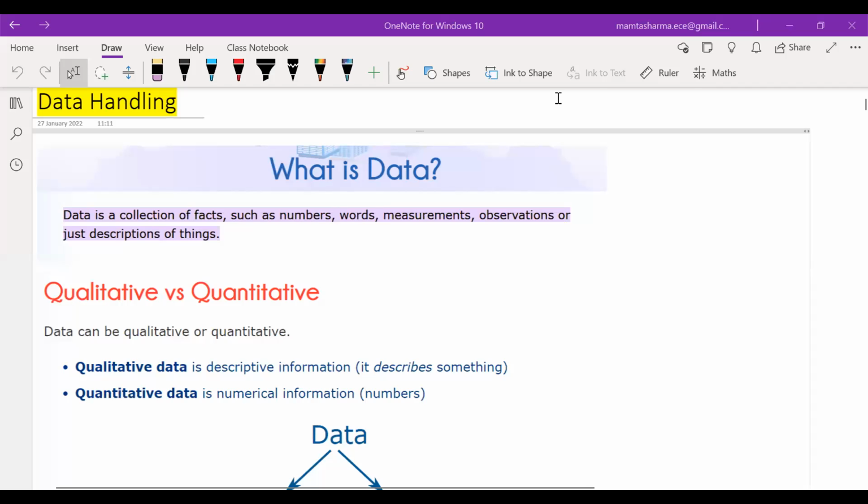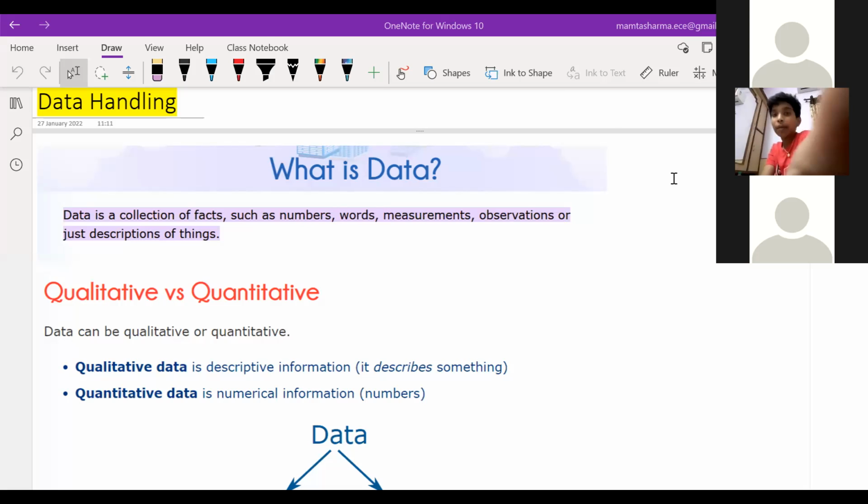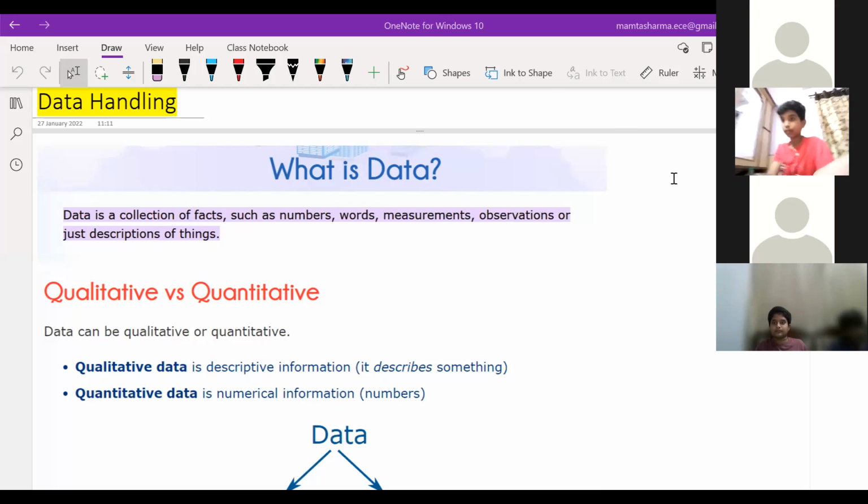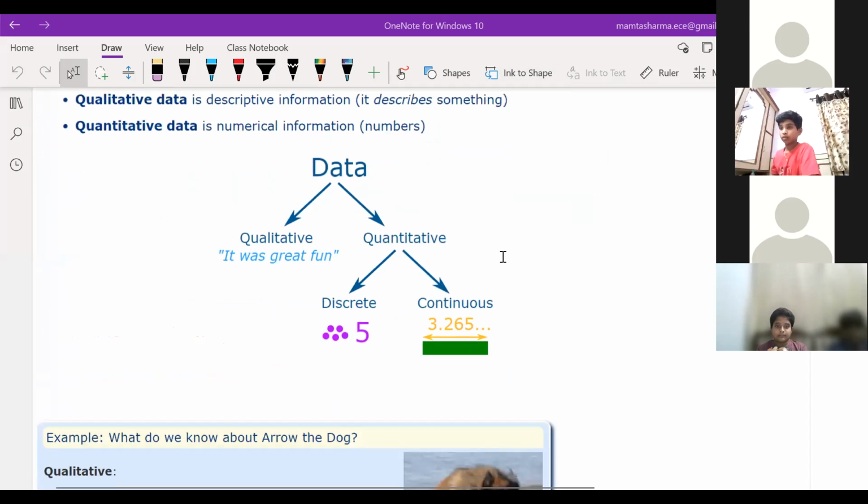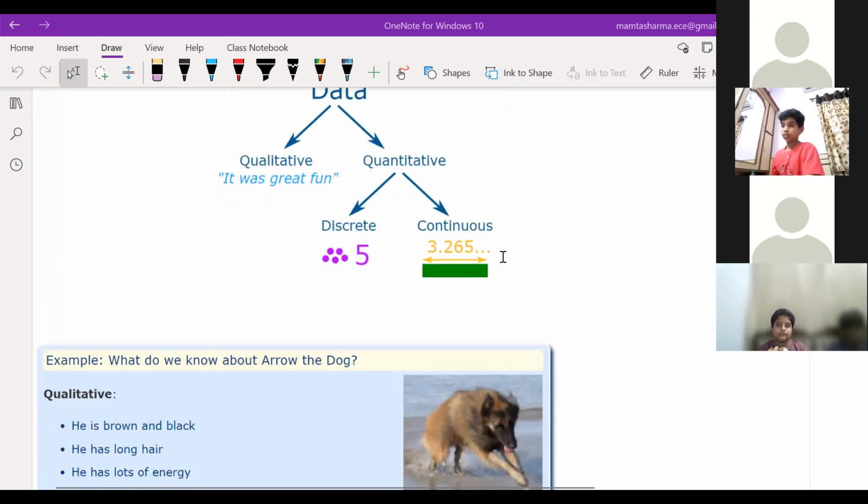Okay, so we are starting this revision of this chapter, data handling. Do you know what is the data? Ma'am, data is a collection of information. It can be related to any topic. Yes, it can be word, number, observation, temperature, marks, anything. Okay. Now data are of two types, qualitative and quantitative.